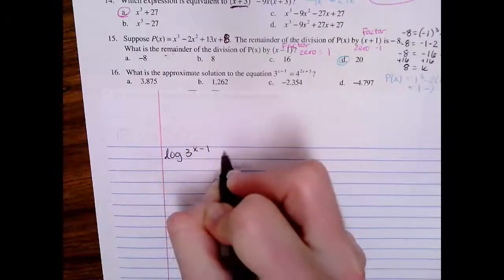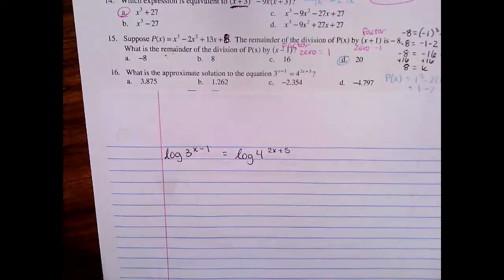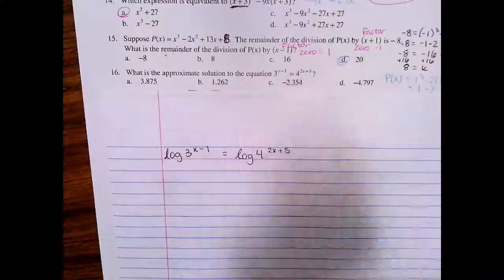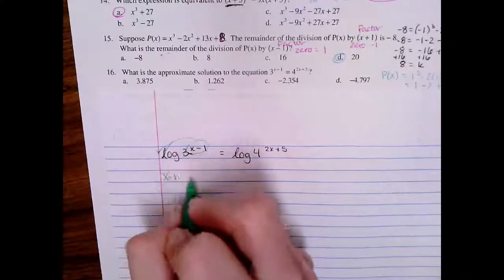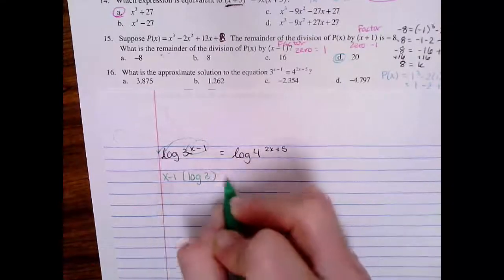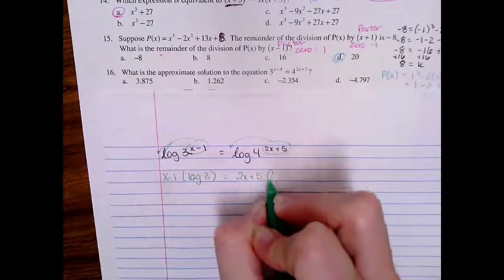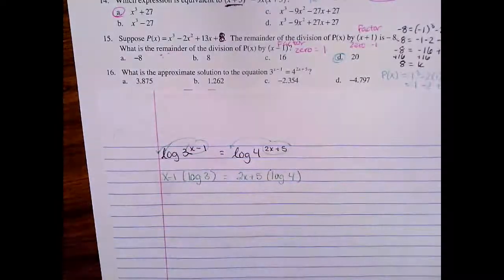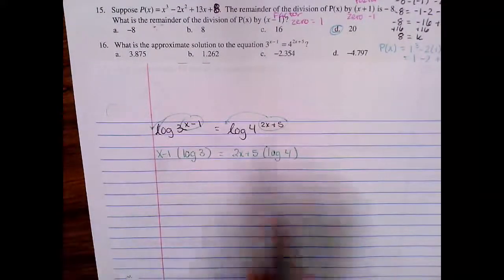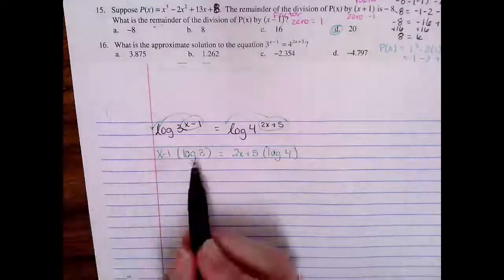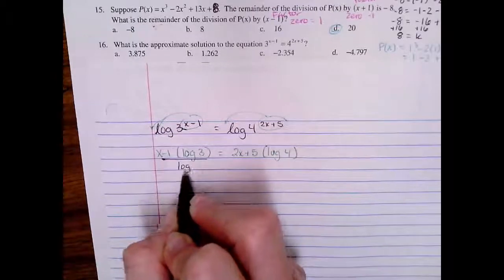Log of 3 raised to the x minus 1 equals log of 4 raised to the 2x plus 5. When I do that, I am able to move the exponent to the front of the log. So I get x minus 1 times log of 3 equals 2x plus 5 times log of 4. Now I'm just solving for x, so I'm going to divide both sides. I could divide by log of 3 or by log of 4. It should not change your answer for x. I'm just going to divide by log of 4.